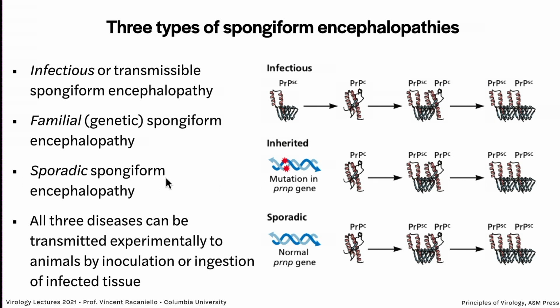You don't eat anything contaminated. You have no mutations in your PRNP gene. The protein just misfolds spontaneously, and you develop the disease. Once you get a little bit of PrPSc, then it goes all the way. And all three of these diseases can be transmitted experimentally. We can inoculate animals with the ground-up brains, or we can feed them to them as well.